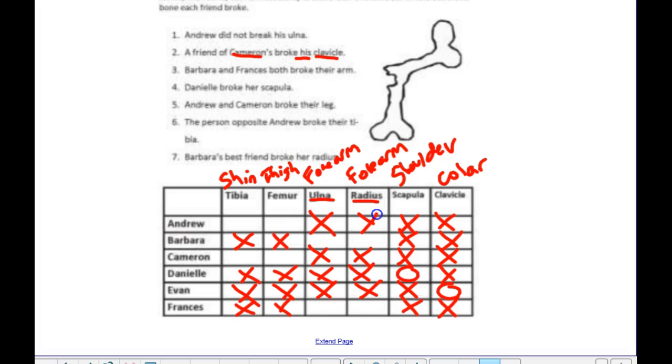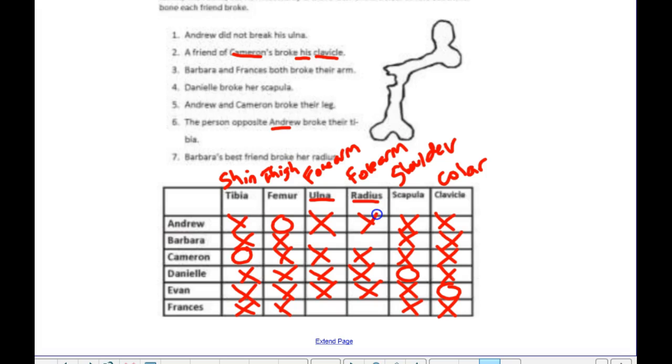Alright. The person opposite Andrew broke their tibia. That means Andrew did not break his tibia. Cross out tibia for Andrew, and that leaves him with a femur. Put X's up and down. You can see that Cameron has to be with the tibia right there.